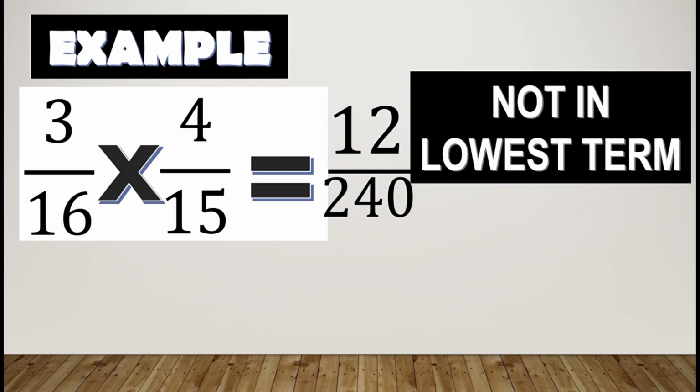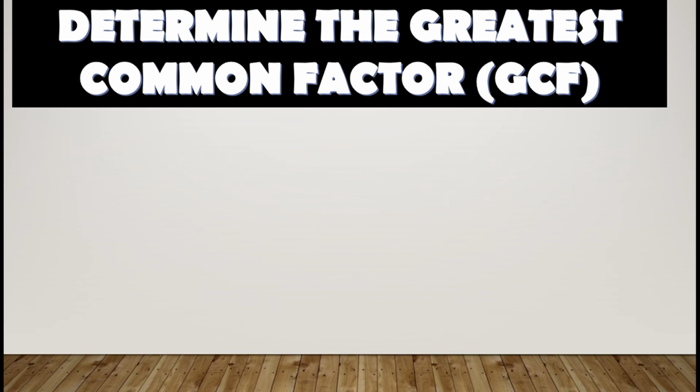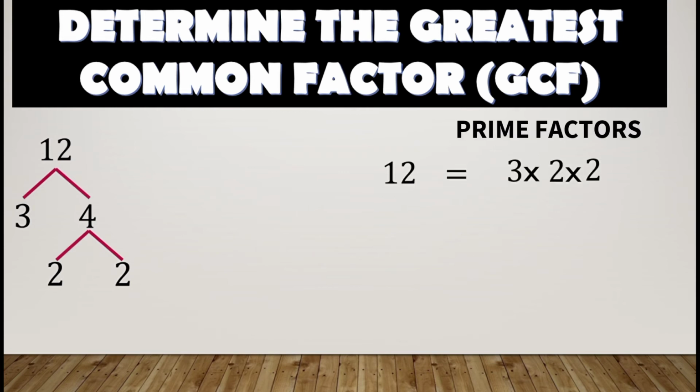So all we need to do is to look for their greatest common factor. Let's utilize the factor tree in determining the greatest common factor. So, 12 has factors 3 and 4. 3 is already prime, so we will look for factors of 4, and that is 2 times 2. If we are to write the prime factors of 12, that would be 3 times 2 times 2.